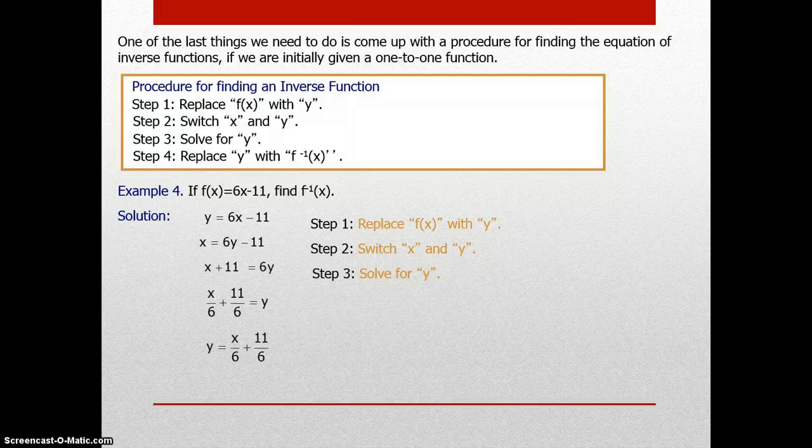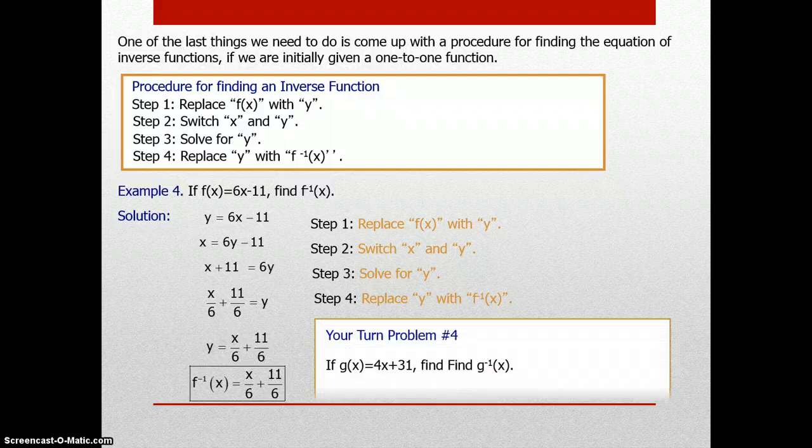So I'll add 11 on both sides. And I'm going to get x plus 11 is equal to 6y. Divide everything by 6, and I will get x over 6 plus 11 over 6 equals y. Then I just switch it so I have y on my left-hand side. Now my final step is to just replace y with f inverse of x. And that's my final answer. That's it. 4 simple steps that you need to know. Write it down. After a certain time, you'll get to know it like this.